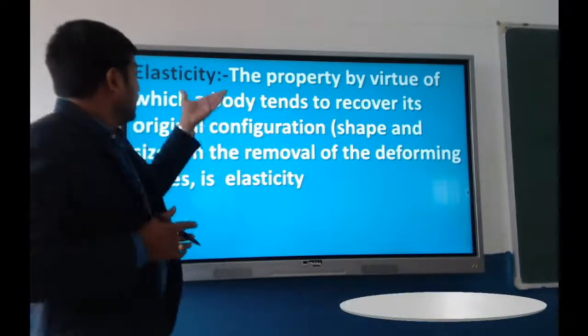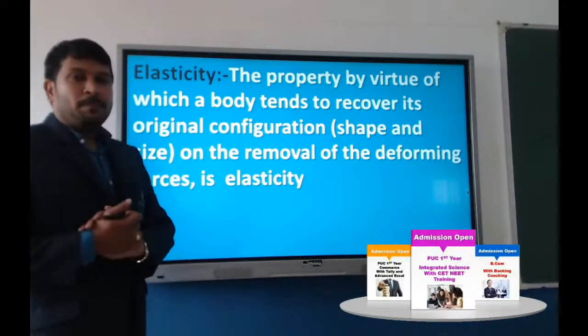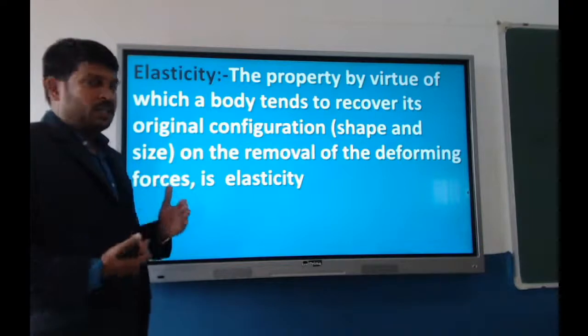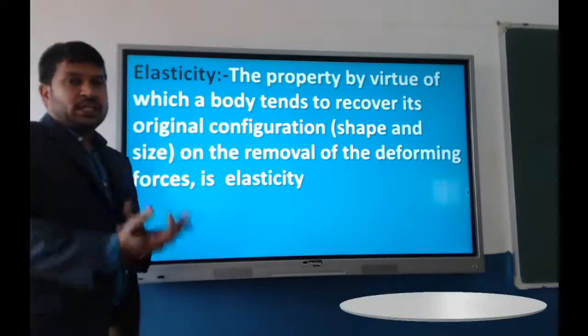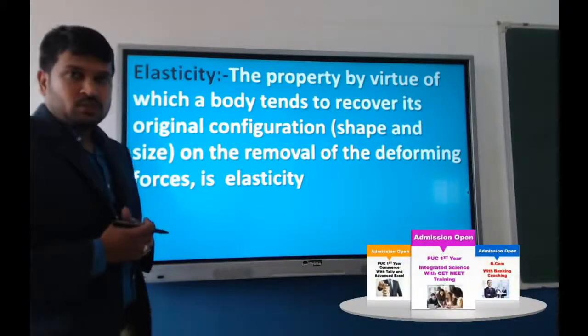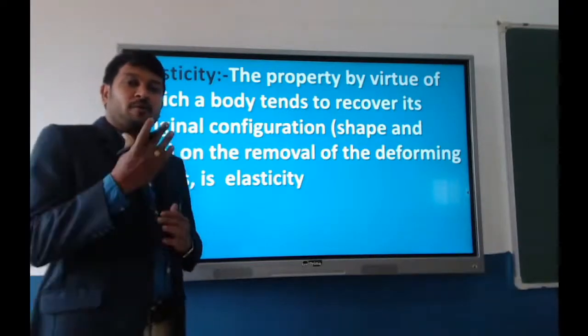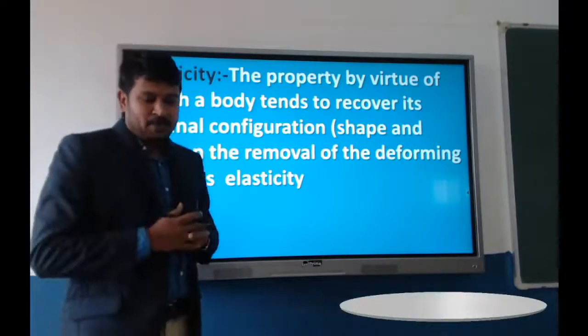What is meant by elasticity? That is nothing but the property by virtue of which a body tends to recover its original position after the deforming force is removed. That is known as elasticity. I will give an example, students.